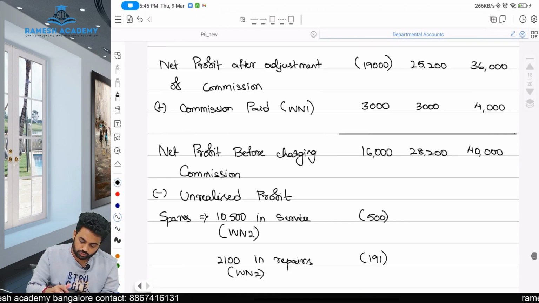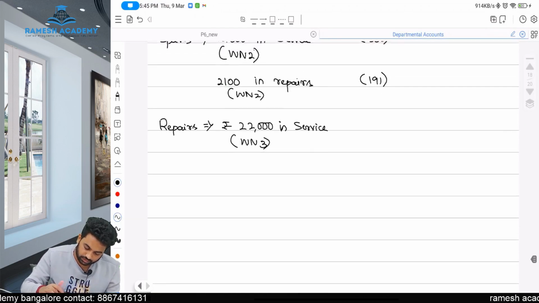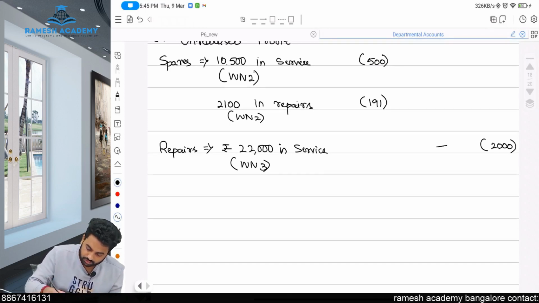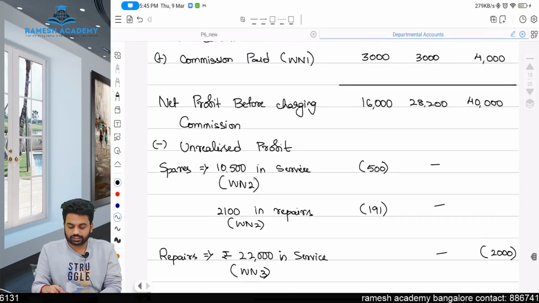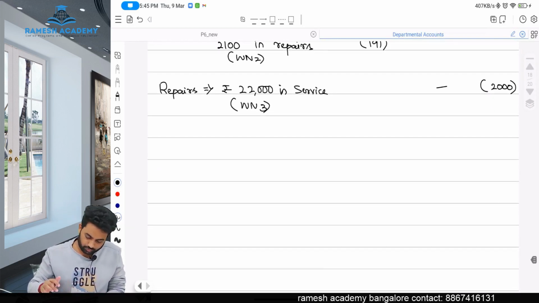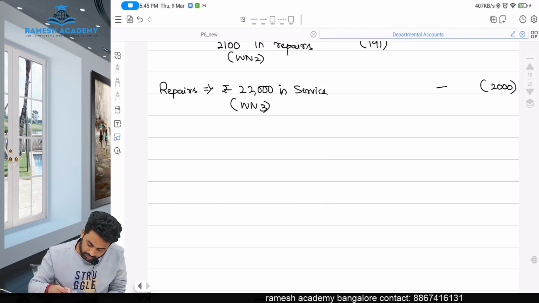So here I can say loading as rupees 2,000 in the repairs. This guy is not having any spares etc. Whatever is there, it's his true profit. So we will get a net profit now, the actual net profit.